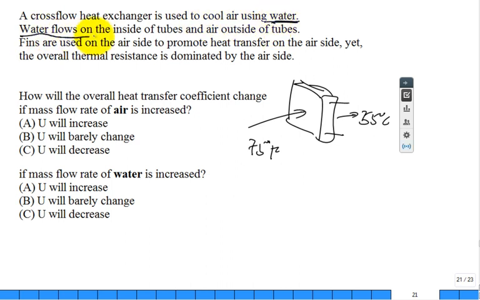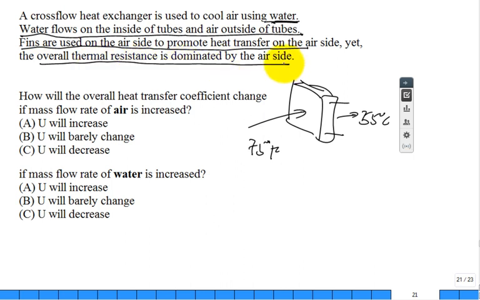The water flows on the inside of tubes and the air on the outside. That's often true. Fins are used on the air side to promote heat transfer. Why? Because air is notoriously a poor convector, so it has a low convection coefficient, hence you fin that side. The overall thermal resistance is dominated by the air.